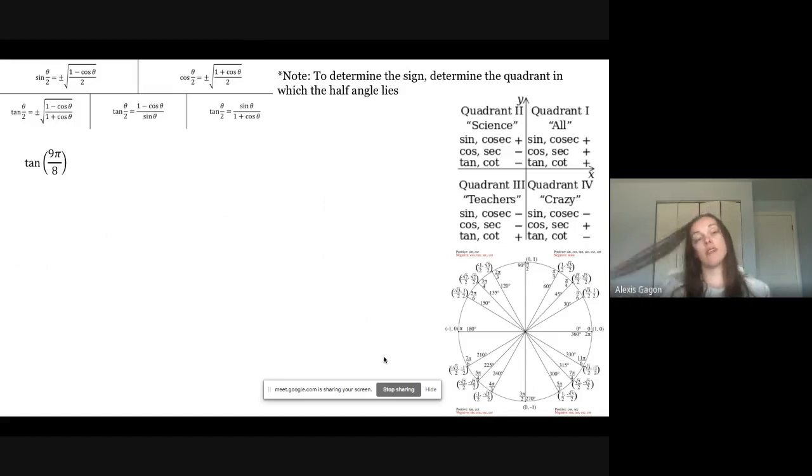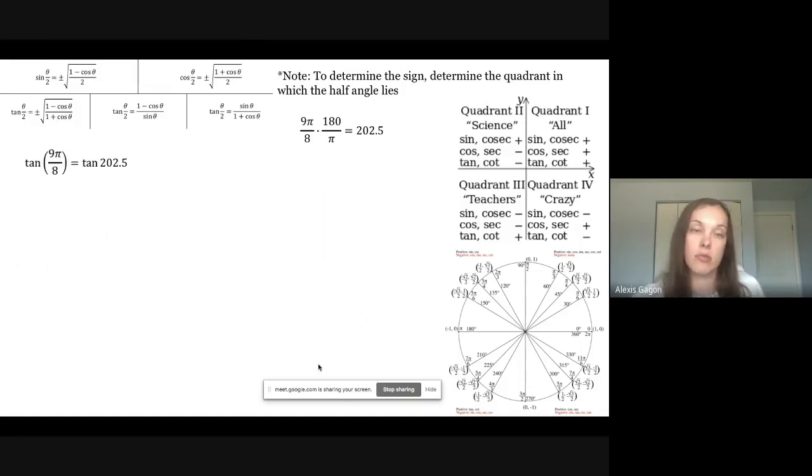Okay, so tangent of 9 pi eighths. I always change it to degrees. Always change it to degrees. So multiply by 180 over pi and you get 202.5. So this is the same as tangent of 202.5, which is in the third quadrant. Third quadrant here, and tangent is positive here. And so if you use this one, you would use the positive part.